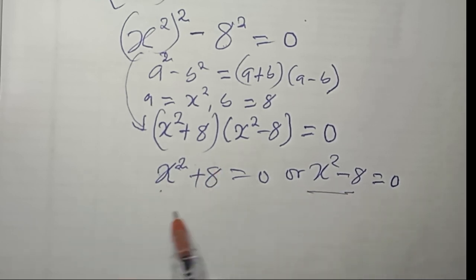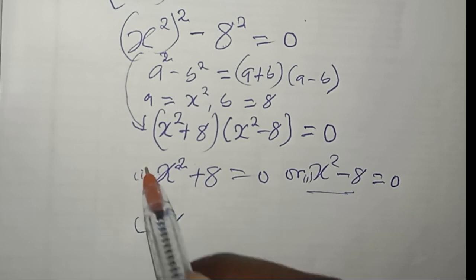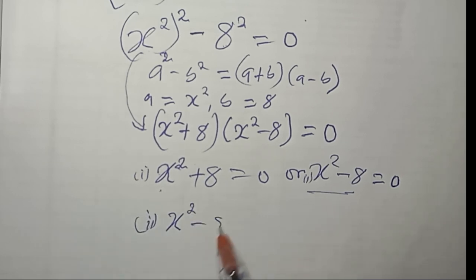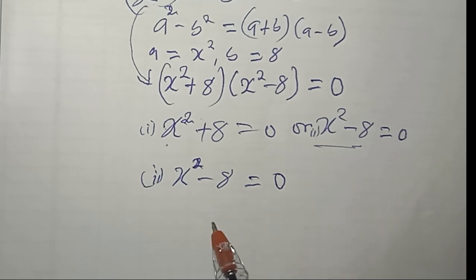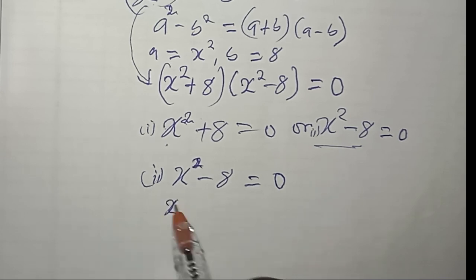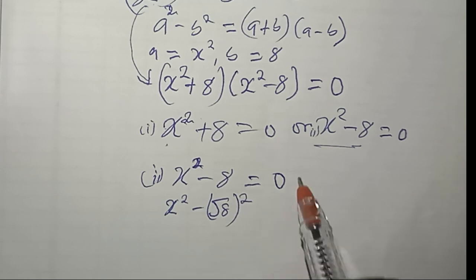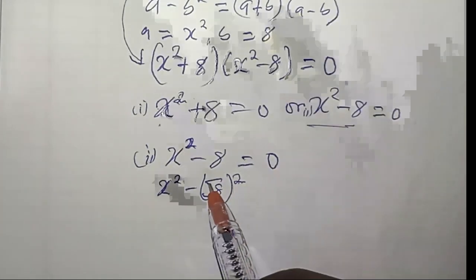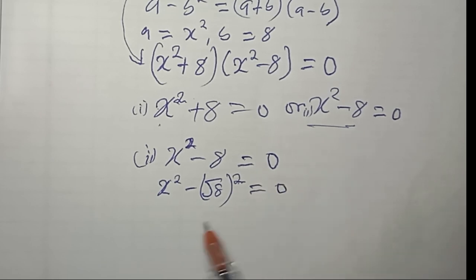So solving this case, let me name that. This is case 1, and then this one is case 2. So we have x squared minus 8 is equal to 0. What I'm going to do is go ahead and write this 8. I can actually write that 8 there as root 8 power 2, so that these two can cancel, the root and the square, and then I'm back to 8. Okay, so it's equal to 0.